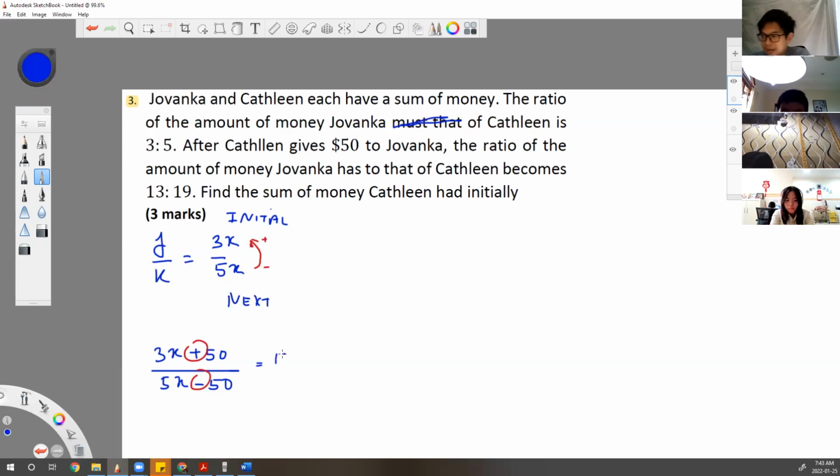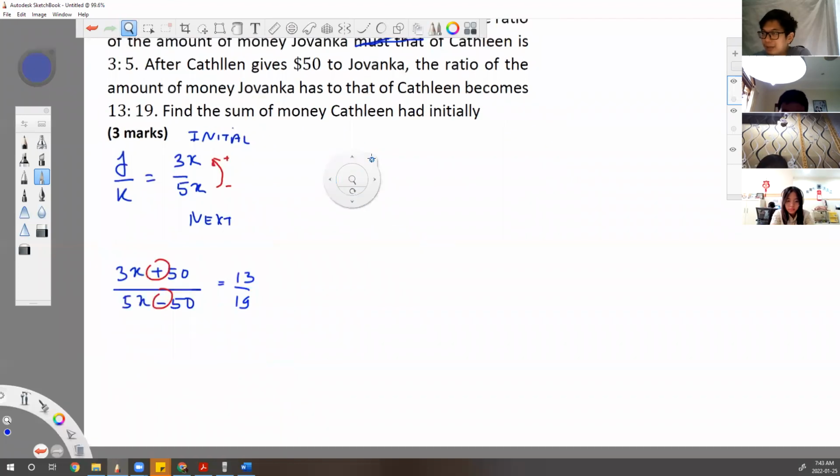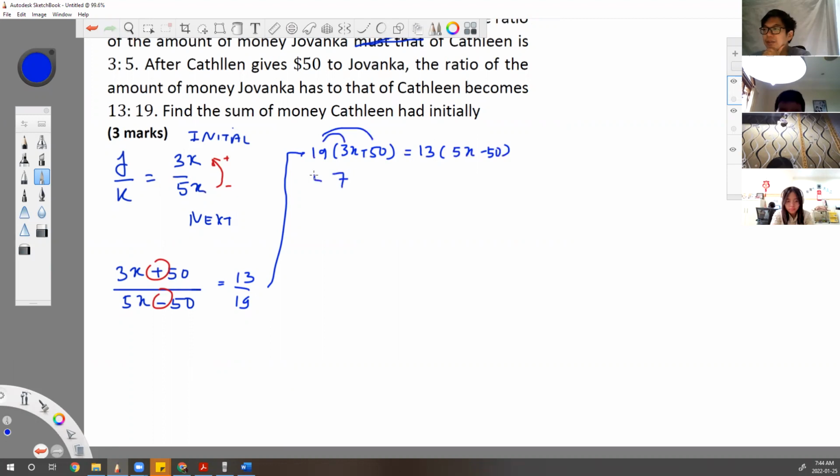13 by 19. Okay, this is more challenging to do. Why? Because we have a higher process of working. Yeah, cross multiply again. So 19 bracket 3x plus 50 is equal to 13 bracket 5x minus 50, right? So you can do the rainbow multiplication.